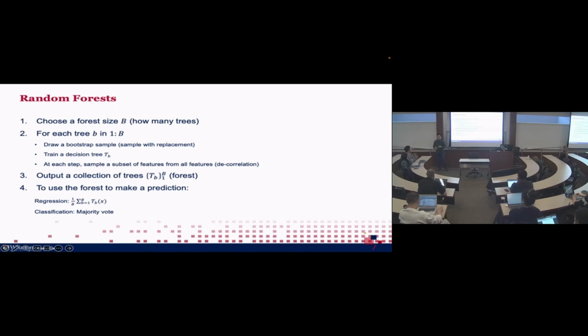The purpose of doing this is to decrease the correlation between trees. Why do you want to do that? I'll tell you later. But that's a big feature of random forest: decreasing the correlation between trees. And we output a collection of trees in this forest. We have B trees, so it's a forest of size B.